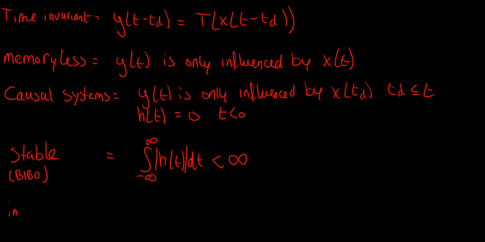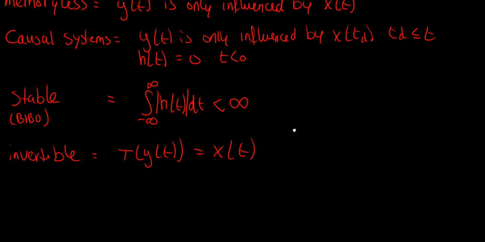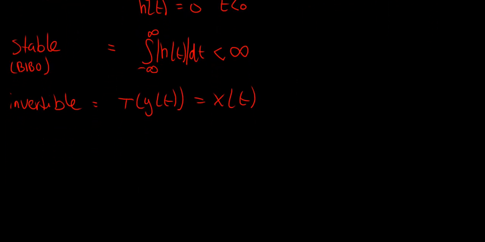Then we also have invertible systems. An invertible system just says that if we give our y as an input, the output is our original input back again from another function. Then the system is invertible, or is an inverse of another system.